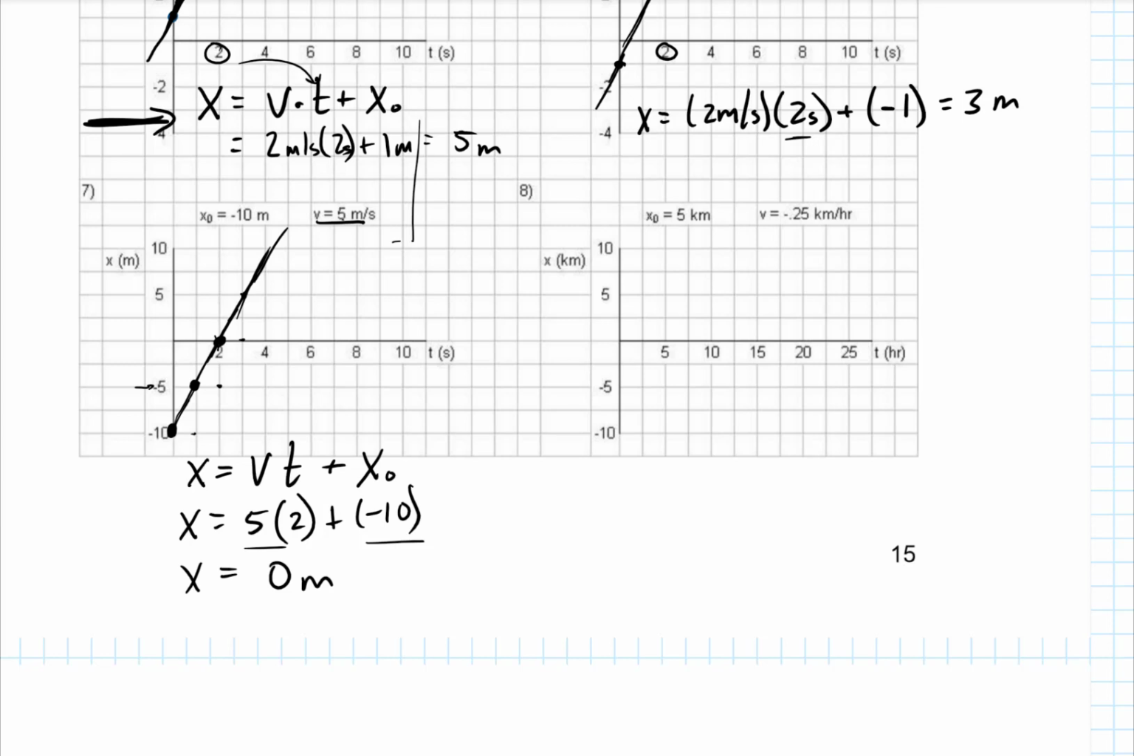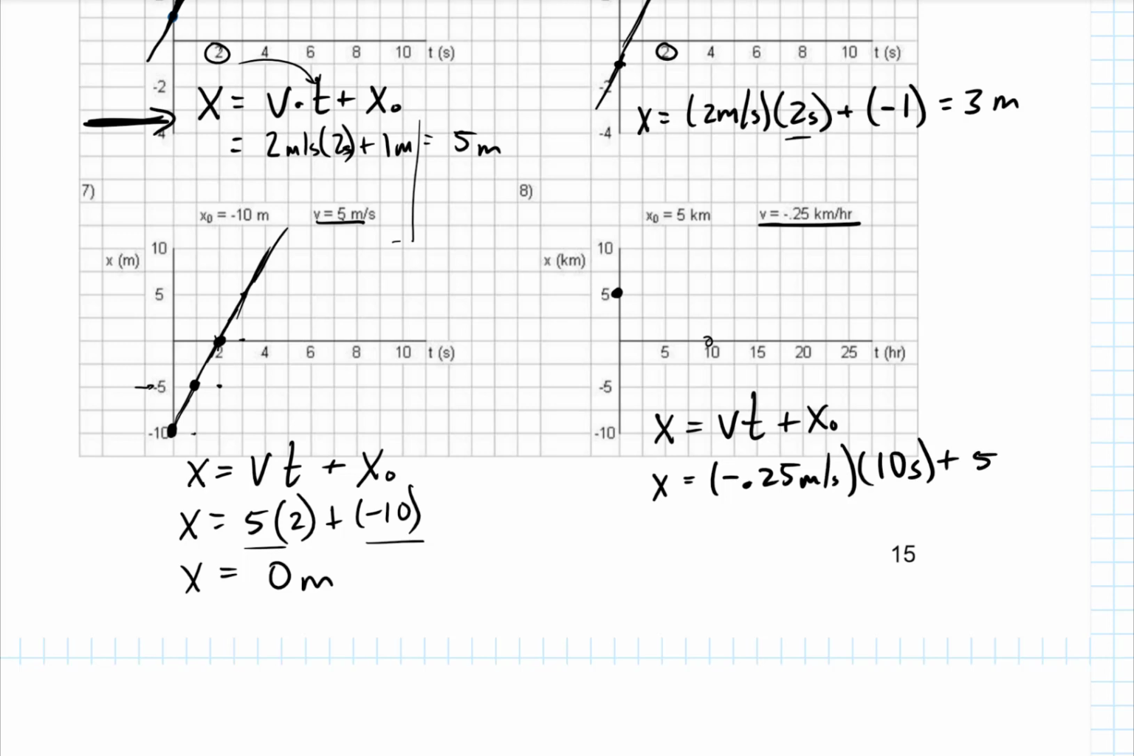For the last one, my initial position is 5 kilometers, and that's my speed. So the position is equal to velocity times time plus the initial position. So it's equal to -0.25 meters per second. And I think I'm going to choose 10 seconds this time. It does not matter what time you choose, plus my initial position of 5.